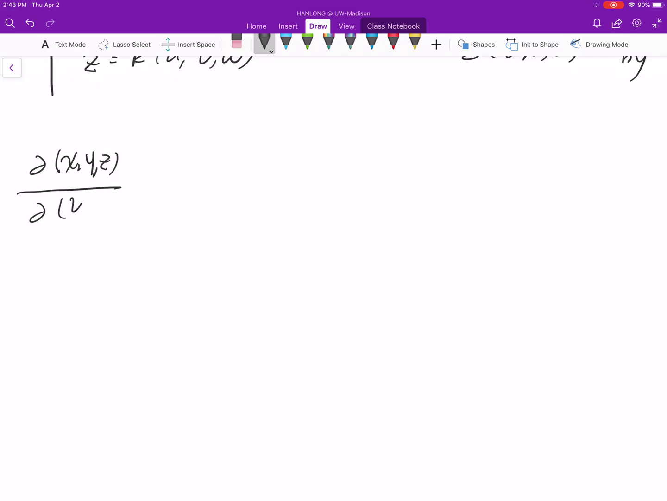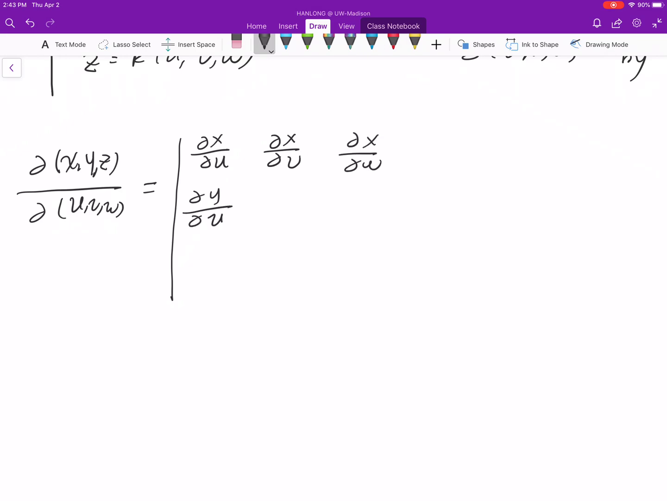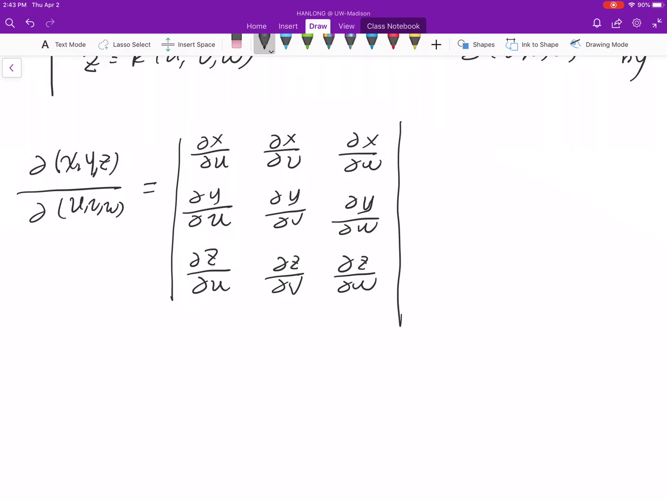Partial (x, y, z) over partial (u, v, w) is a determinant of a 3x3 matrix: partial x partial u, partial x partial v, partial x partial w. And then you change it to y: partial y partial u, partial y partial v, partial y partial w. Then partial z partial u, partial z partial v, partial z partial w.